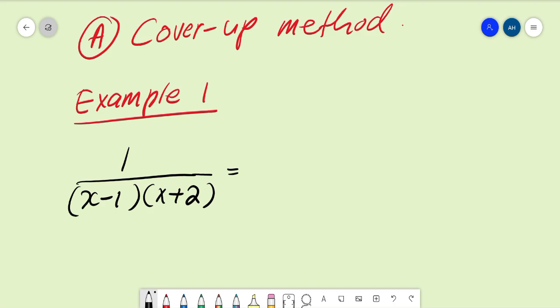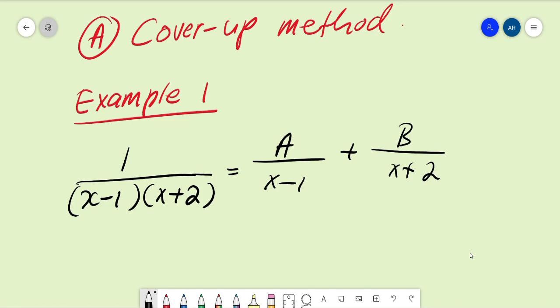Now let's explain how to use the cover-up method to do partial fraction decomposition. For example, this rational function here, 1 over x minus 1 at the denominator multiplied by x plus 2. What we have to do first is write down on the right hand side a over the first factor, that is x minus 1, plus b over the second factor, that is x plus 2. Now what we have to find out is the value for a and b.